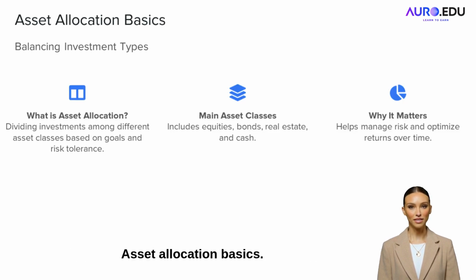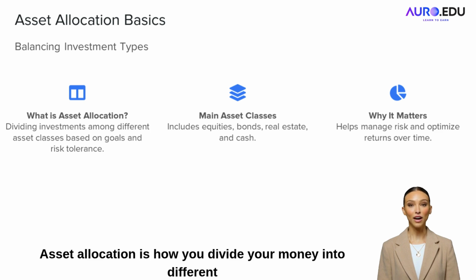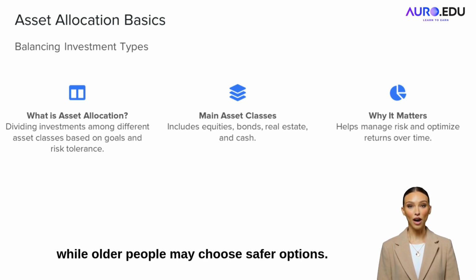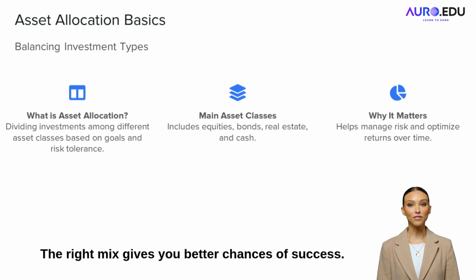Asset allocation basics. Asset allocation is how you divide your money into different types of investments. For example, 50% in stocks, 30% in bonds, and 20% in savings. This balance depends on your age, risk comfort, and goals. Younger people might take more risks, while older people may choose safer options. The right mix gives you better chances of success.